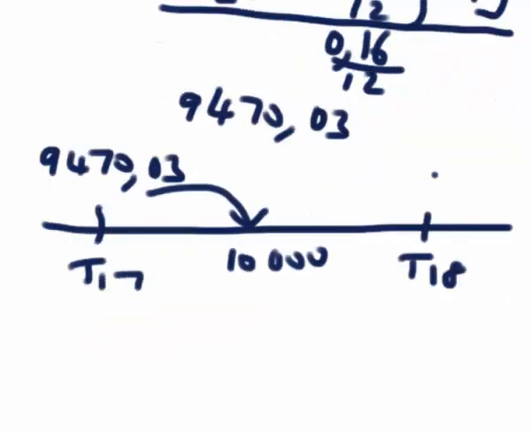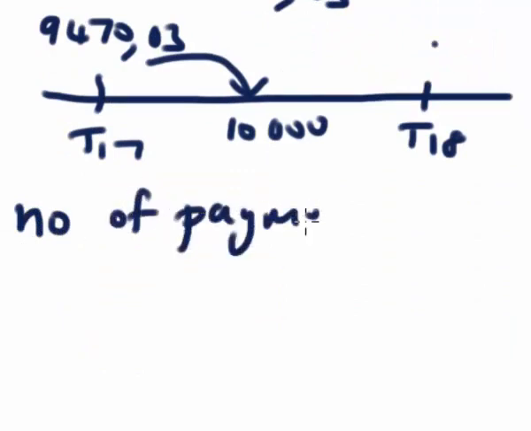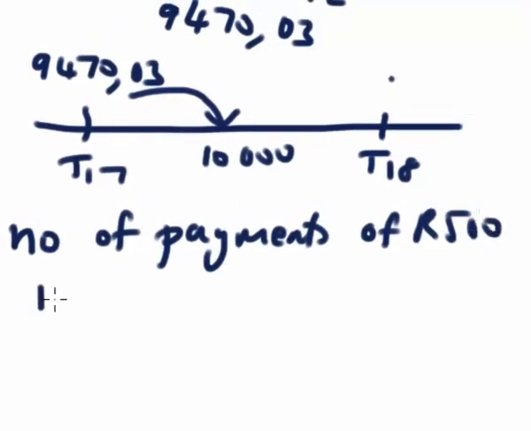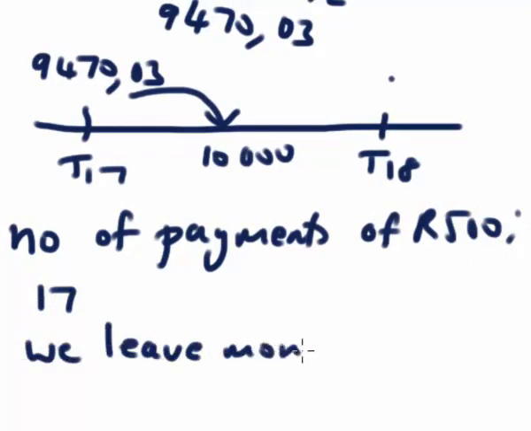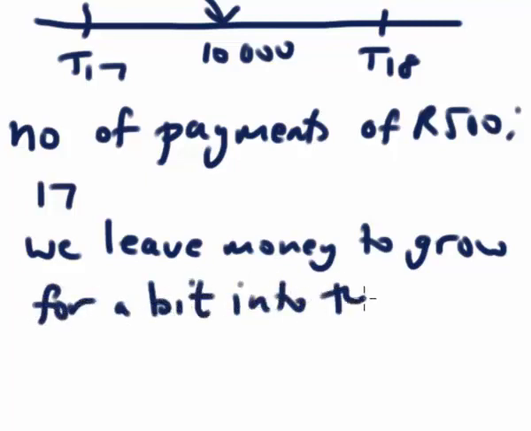So the number of payments would be 17. Payments of 500 would be a total of 17, and then we leave the money to grow a little bit, in other words, to grow for a little while, for a bit into the 18th month.